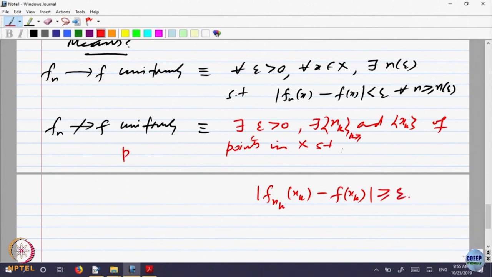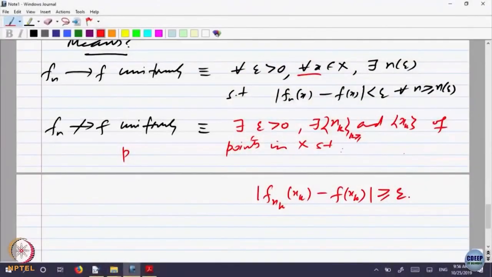Is it okay? It does not work that for every x the same stage works. The same stage does not work. That means there are points x k where this does not work. For every k, there is a point where this does not work. That means there is a stage n k such that |f n k of x k minus f of x k| is not less than epsilon. It is bigger than or equal to epsilon. So there is a sequence x k for which things go bad.